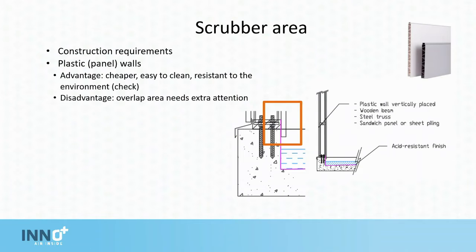You don't need to build the complete scrubber area out of concrete. It can also be done with plastic panel walls. This is cheaper and easier to clean, and it's already resistant to the environment. Of course, check this with your local supplier. A tension point is the area where there is overlap, so that there won't be leaking points.